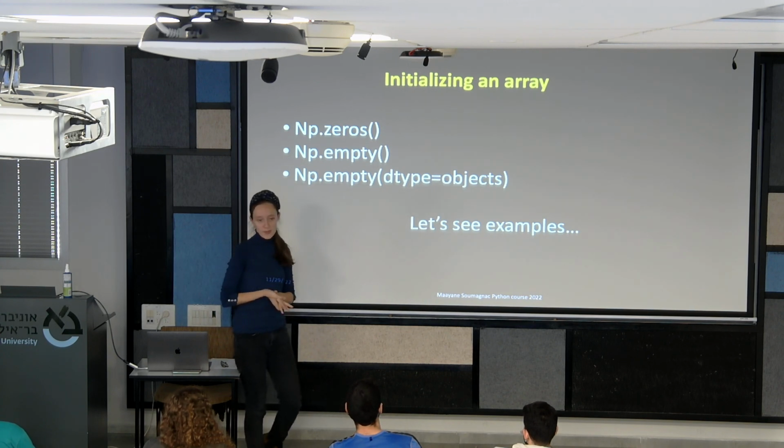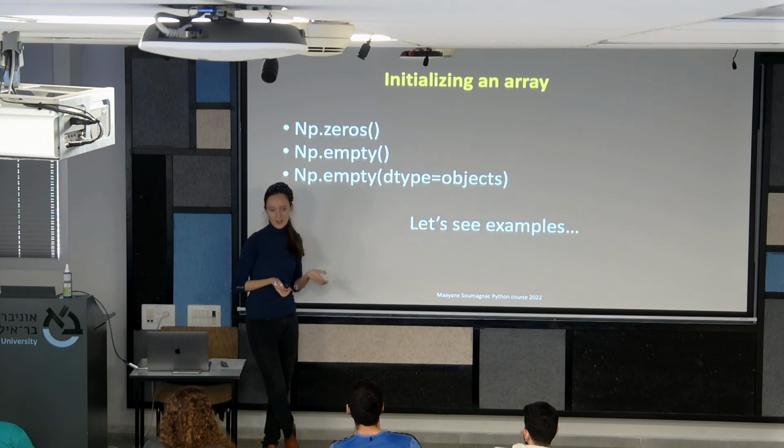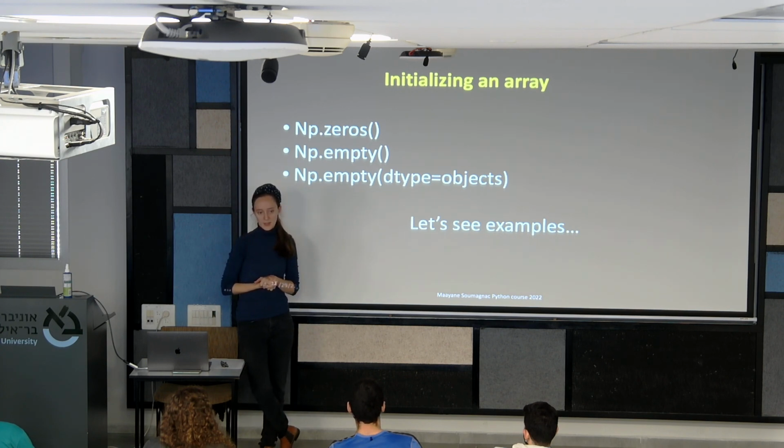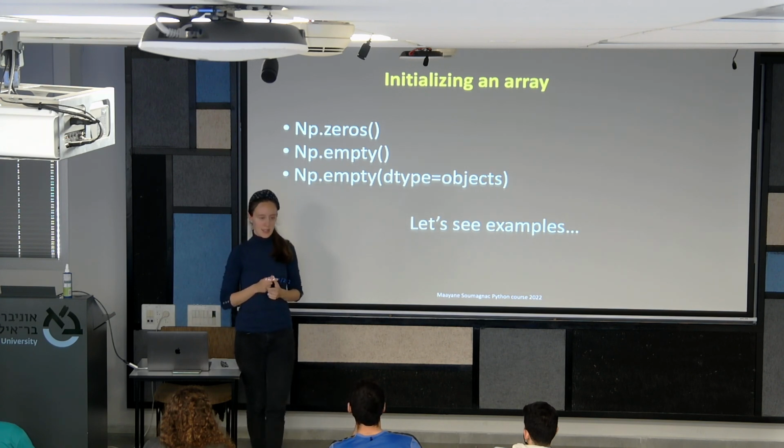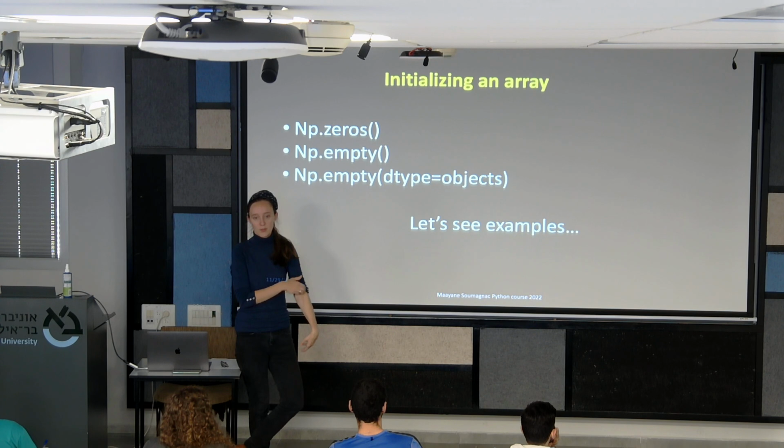You can put zeros in it, okay? But what could be a disadvantage of doing this? This is an important point. If you want to put strings in it and you fill it with zeros, maybe Numpy will not accept that you initialize something as a numerical array and then fill it with strings. We'll see that it's indeed the case.